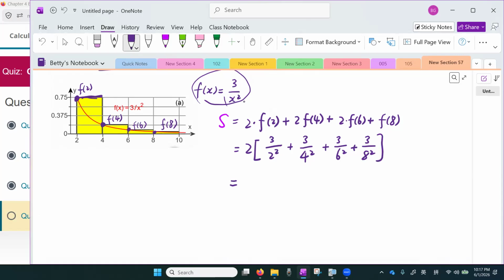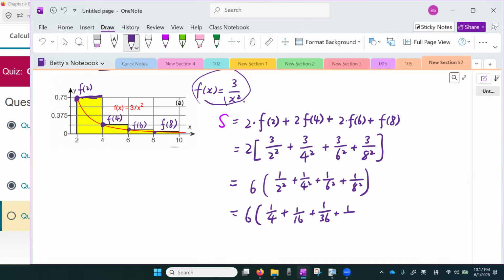And as you can see, in the bracket, all the 4 terms have the coefficient 3, and we actually could factor 3 out. Factor 3 out, 2 times 3 is 6. We have 1 over 2 squared plus 1 over 4 squared plus 1 over 6 squared plus 1 over 8 squared. And more specific, 1 over 2 squared is 1 over 4, and that is 1 over 16. It's 1 over 36, that is 1 over 64. And you just need to do the calculation.